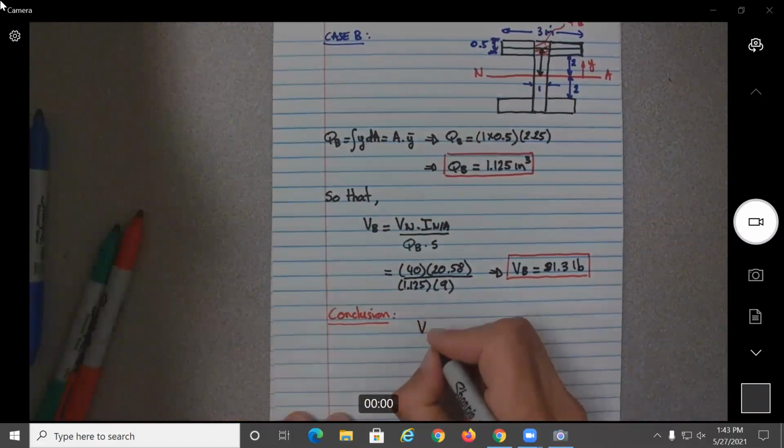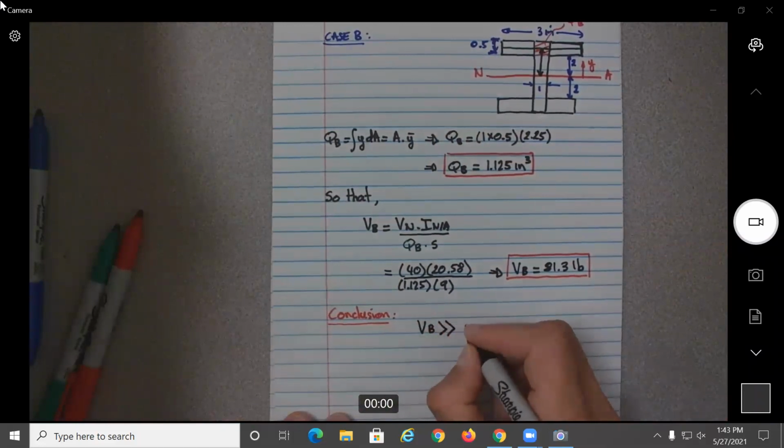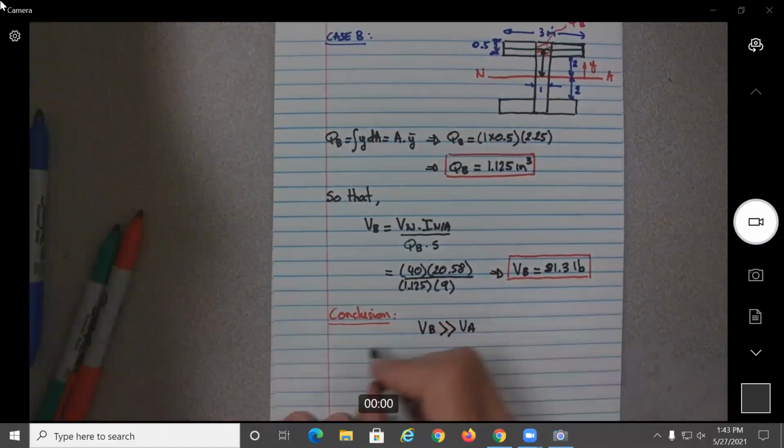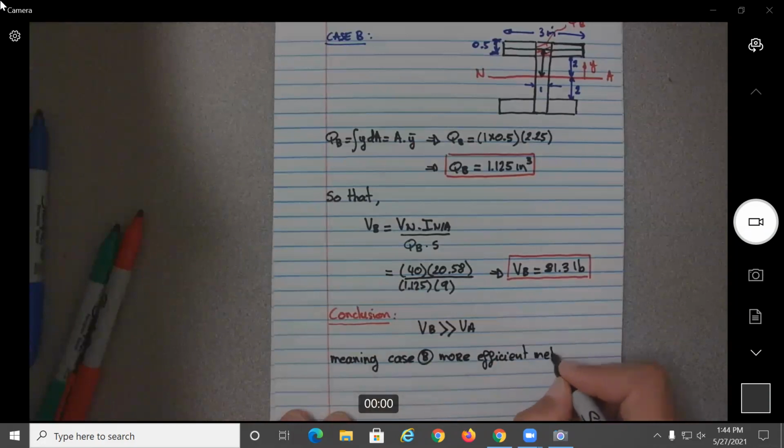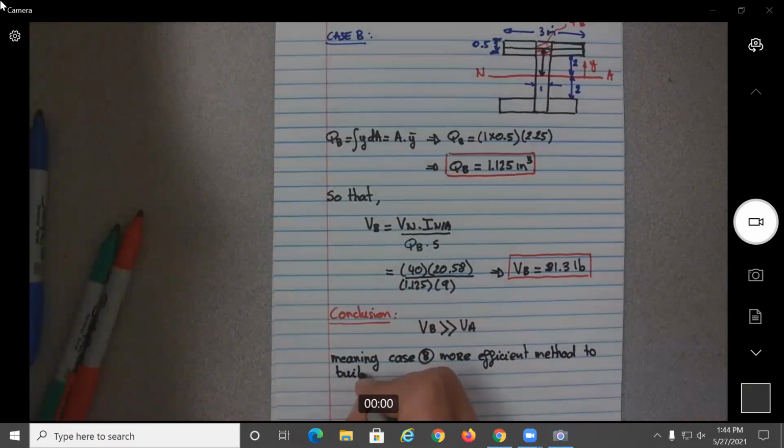So the conclusion is very simple. V A much larger, sorry, V B much bigger than V A, meaning that case B is a more efficient method to build up the cross section.